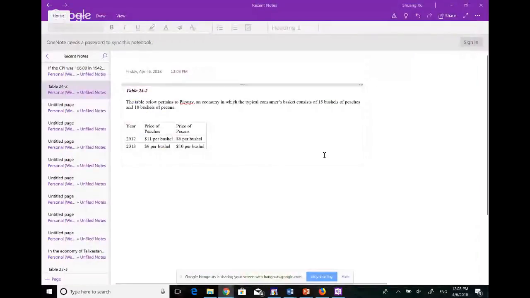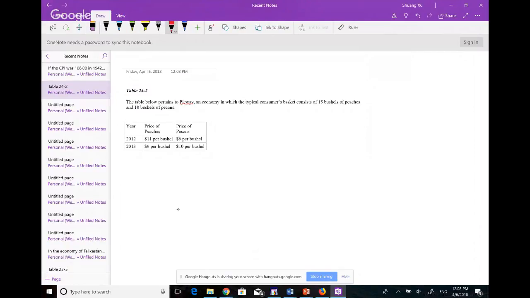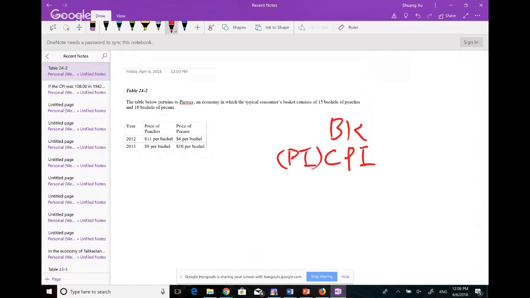This is the first major math problem you will see for chapter 11. You will see a table with prices and I'll give you a basket and ask you to find out how much the basket value is, which is short for BK. So how much is the basket value, and how much is the CPI or the price index. It's also PI, they mean the same thing. And I'll also ask you how much the inflation is. So you'll be looking for three things over here.